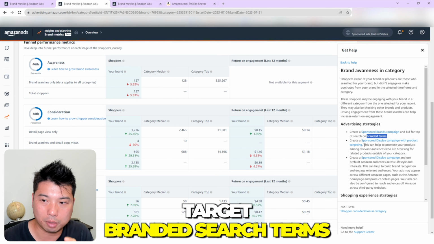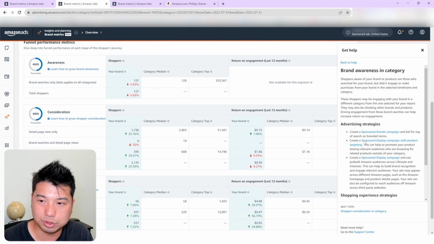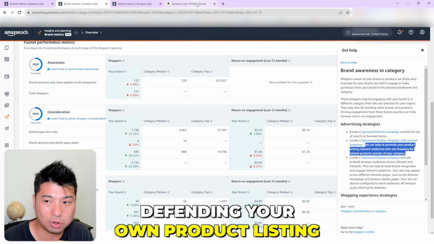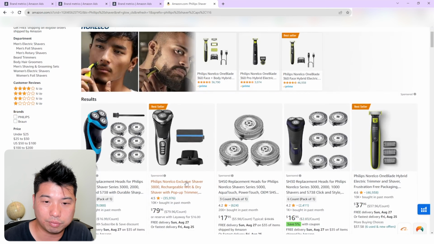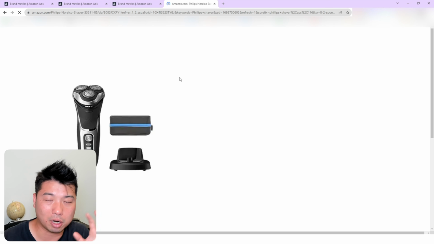That's why it's telling you to target branded search terms. It also says to use sponsored display campaigns with product targeting, so basically promote your own product and make sure you are defending your own product listing. For this one, you want to fill the advertising within the product detail page with Philips products if you're trying to defend the Philips brand.